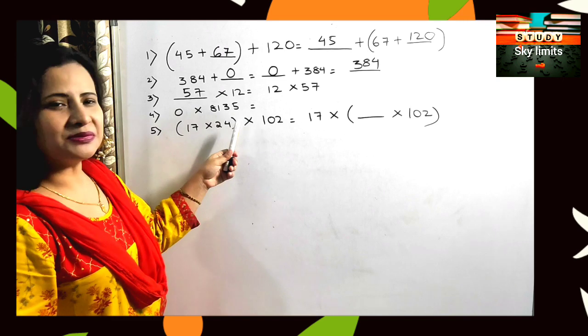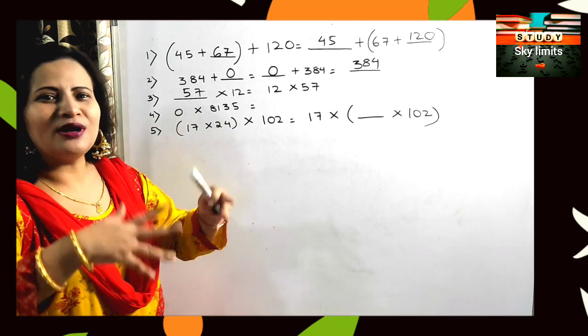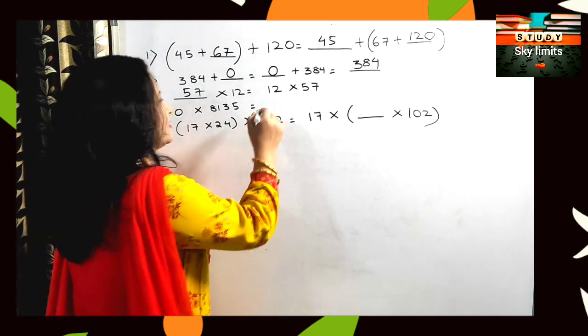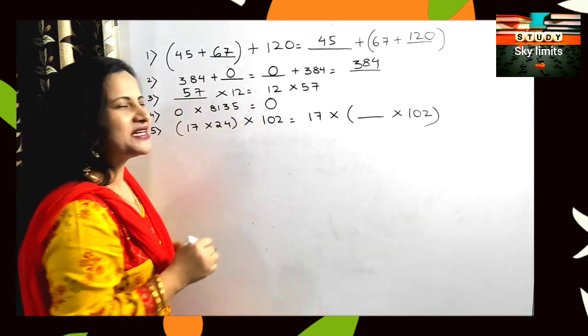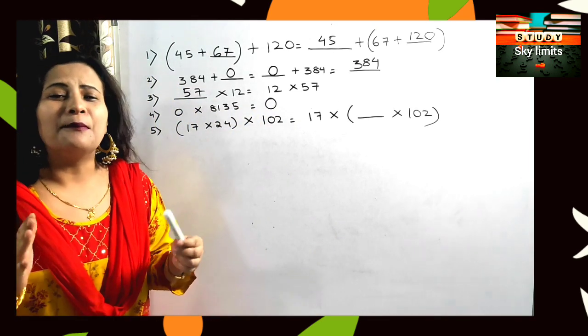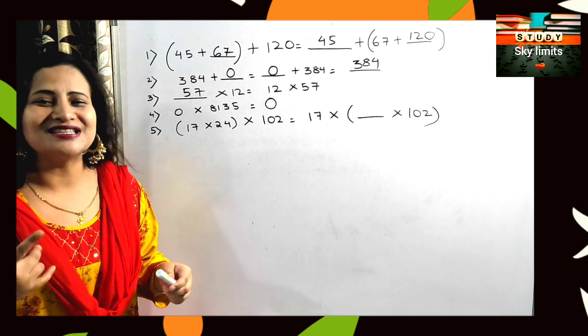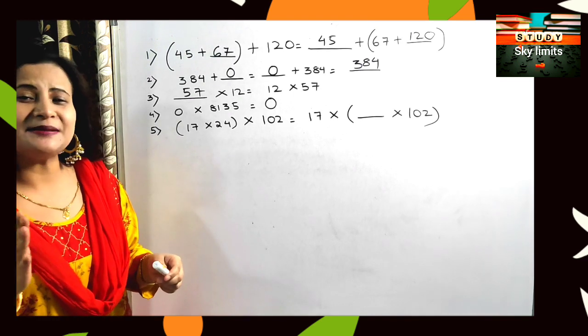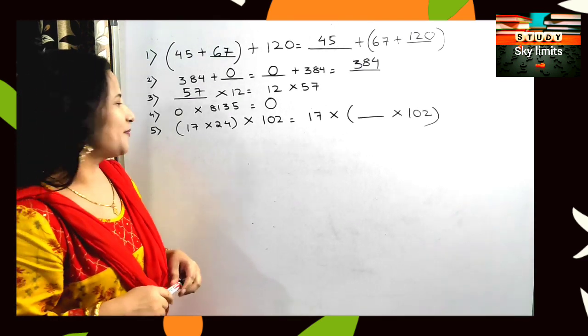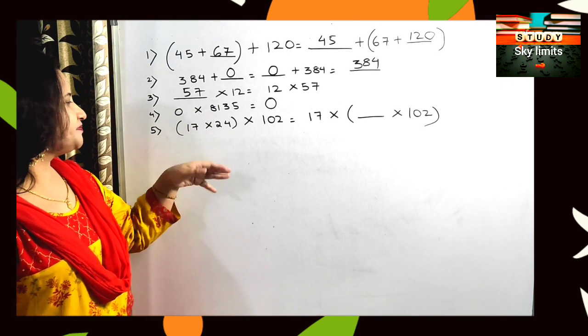Now let us come to the next number. 0 multiplied by anything is what? 0. And what is the name of this property? It's the multiplicative property of 0. Okay? Multiplicative property of 0. Let us come to the last one.